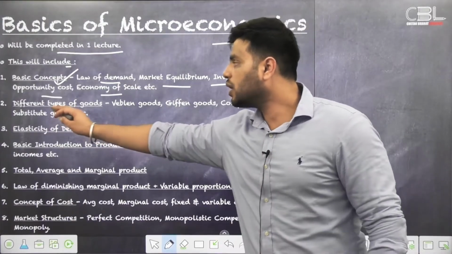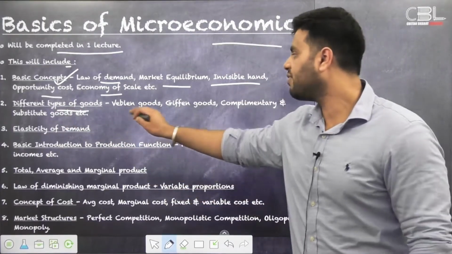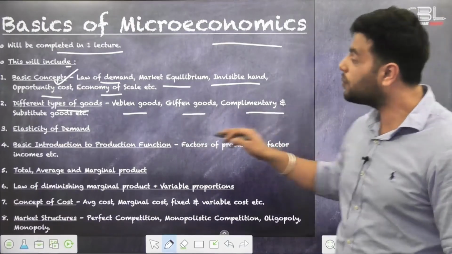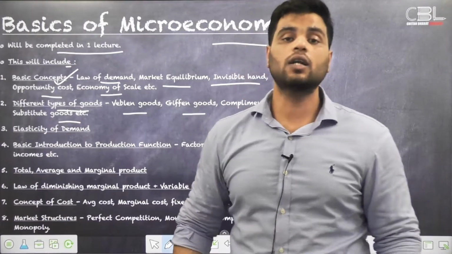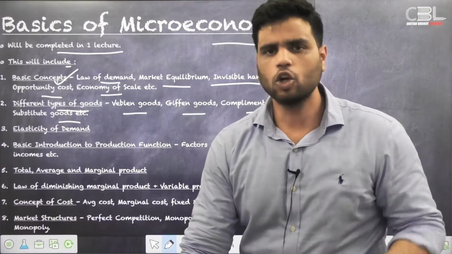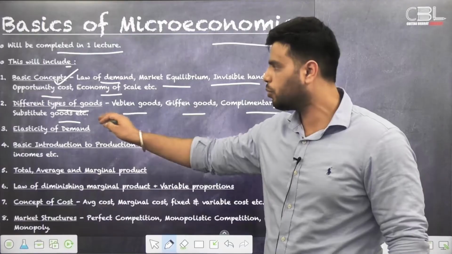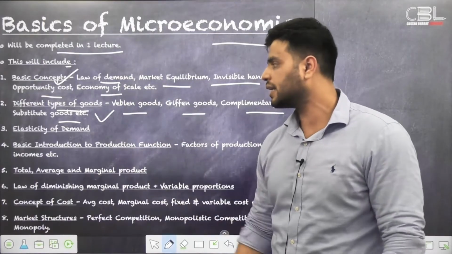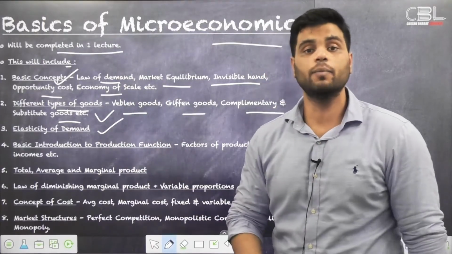All right. Then we'll come on to different types of goods. What are Veblen goods? What are Giffen goods? What are complementary and substitute goods? What are many other goods? All right. What are luxury goods? All this classification of goods is an important component of microeconomics. We'll be covering that. Then we'll start with elasticity of demand.